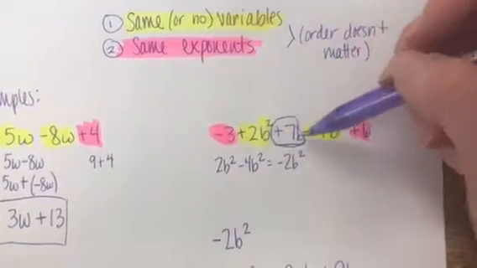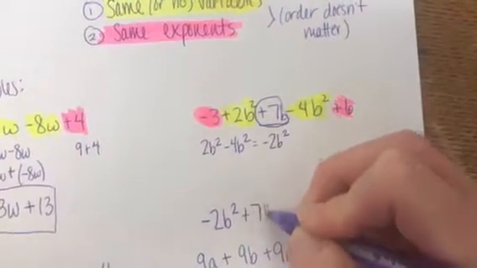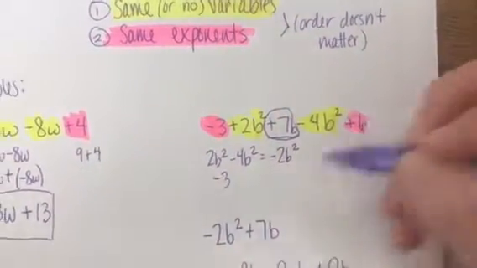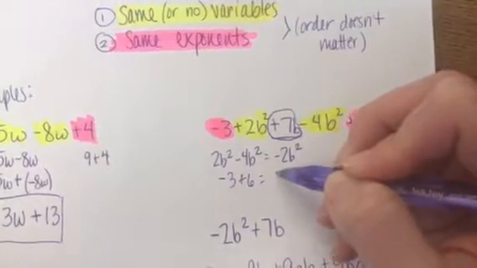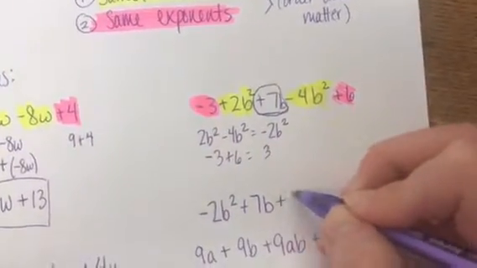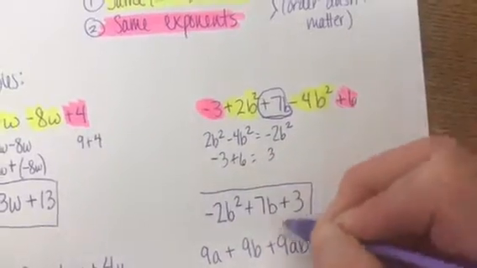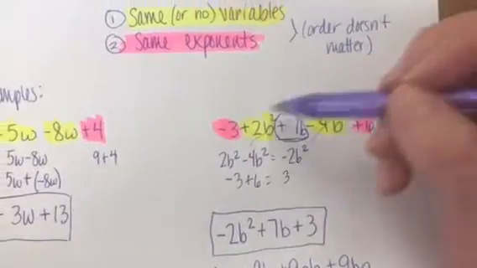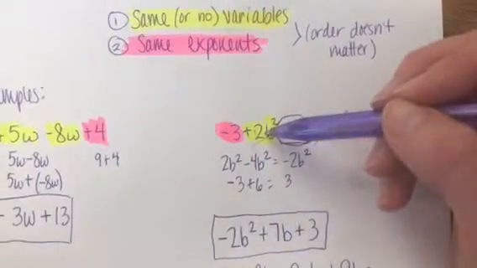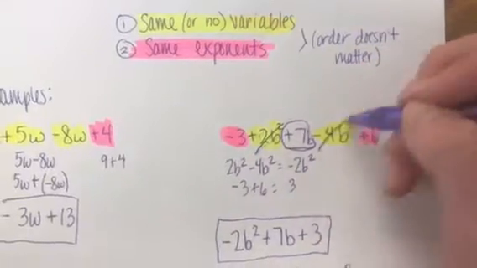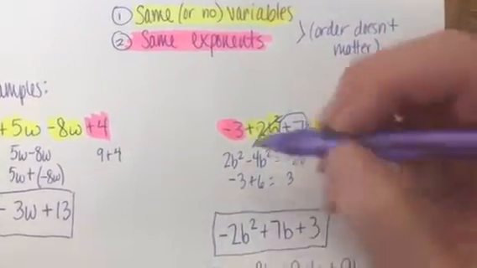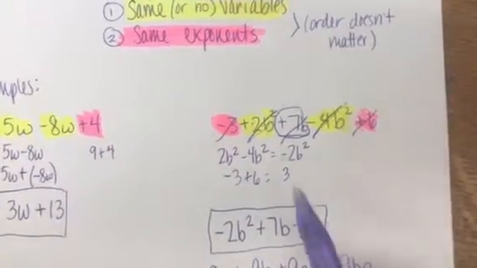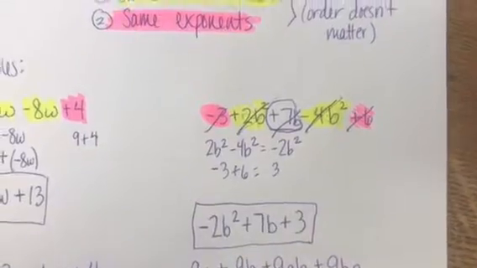Then I have 7b, and there's nothing to combine that with. And then I have a negative 3 plus 6, and that equals positive 3. So that will be the last thing in my expression. Some people like to cross out the terms as they use them. So when I combined the 2b squared and the negative 4b squared, I could have crossed them out, and then crossed out the 7b, and then crossed out the negative 3 and the positive 6, just to keep track of where you are in your expression. That's fine.